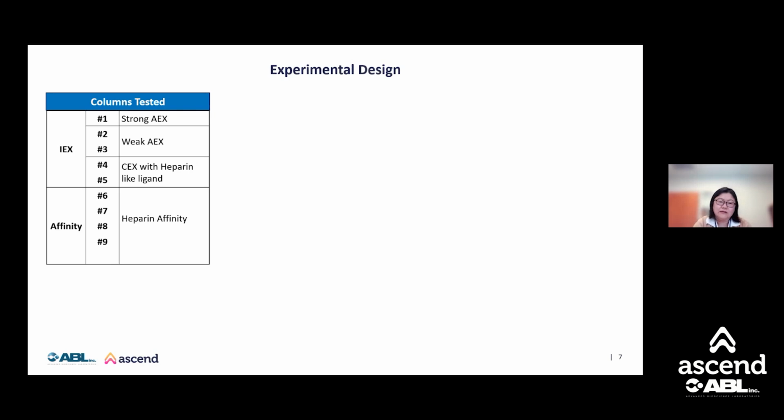So we evaluated 10 prepacked columns listed here from different vendors using our AKTA Pure system. Of course, number 1 is our strong AEX, and inspired by the success of affinity resins used in mAb or AAV purification, we selected 4 heparin affinity columns from 3 different vendors. Regarding the ion exchange columns, we also selected a weak AEX and a CEX with a heparin-like ligand. And regarding the affinity columns, we also selected a non-heparin affinity resin, which has not been launched to the market yet.